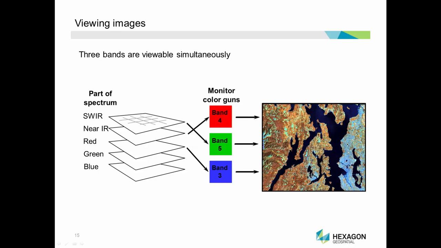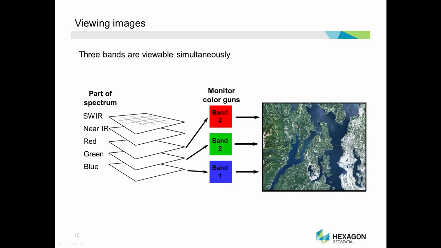If we change the bands, so shortwave infrared is sent through the red color gun, near-infrared is sent through the green, and the red band is sent through the blue color gun, we now see something very different. Vegetation is now orange, urban and bare ground are lavender, while water is still very dark.